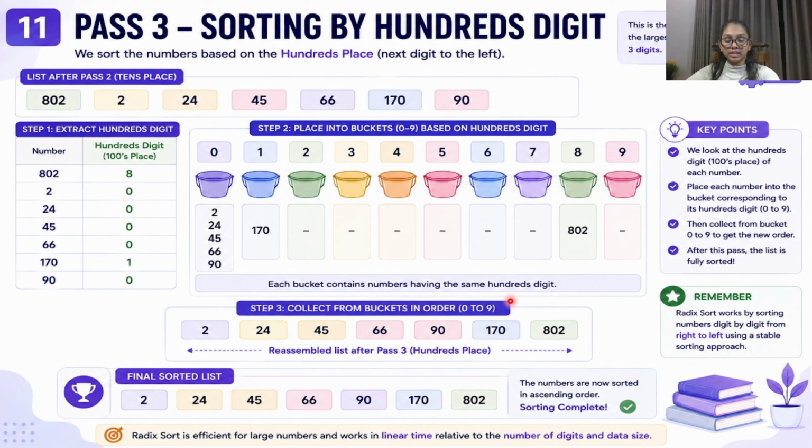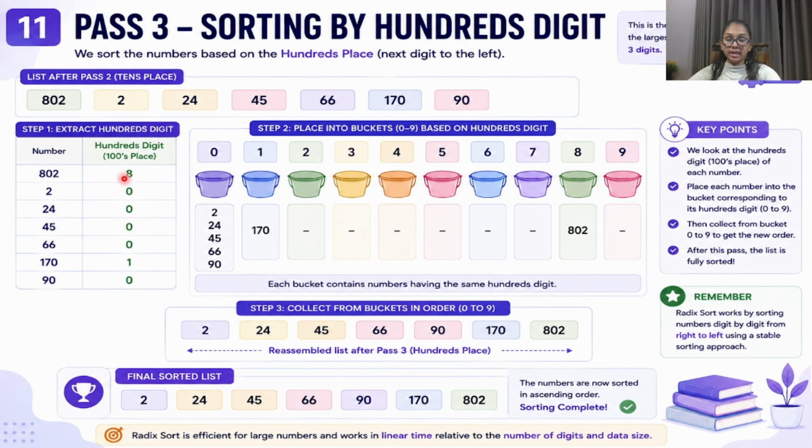Our current list is 802, 2, 24, 45, 66, 170, 75 and 90. To make this easier, let's imagine the smaller numbers with leading zeros. So 2 becomes 002, 25 becomes 025, 45 becomes 045, 66 becomes 066, 90 becomes 090, and 170 stays 170, 802 stays 802. Now let's look at the hundreds digit.